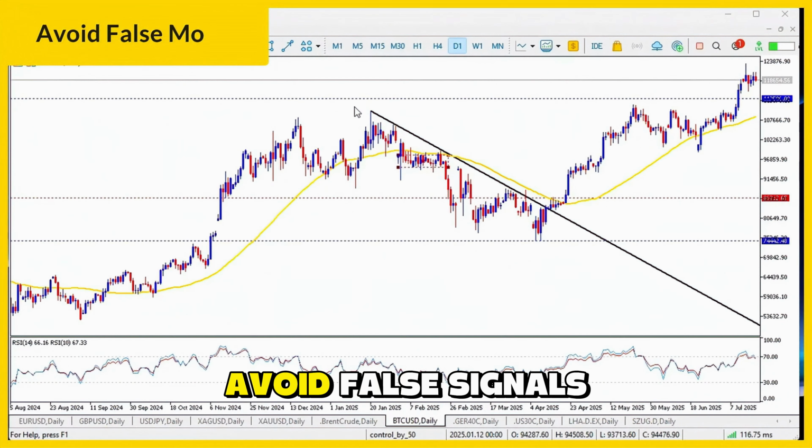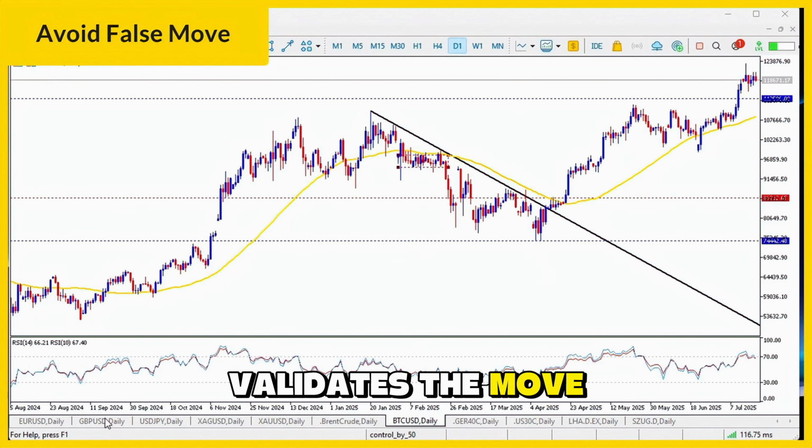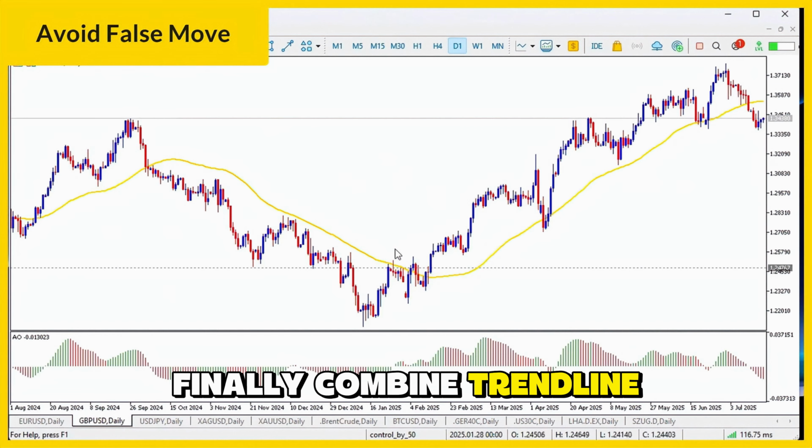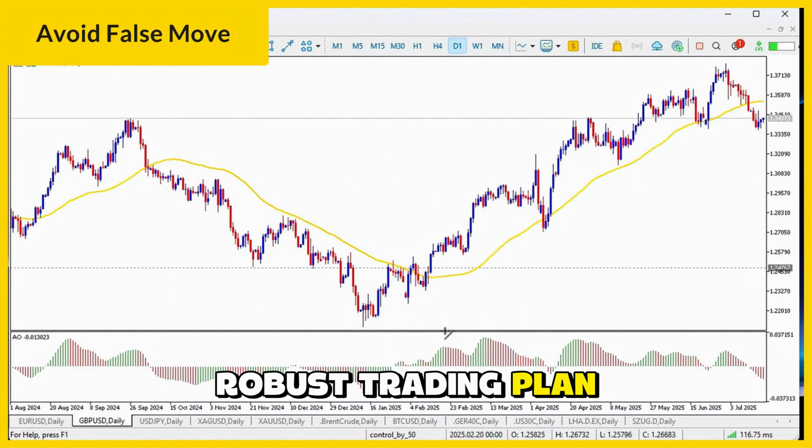The strategy to avoid false signals is multifaceted. Always wait for a confirmed close beyond the trend line, not just a wick. Look for increased volume accompanying the break, as high volume validates the move. Finally, combine trendline analysis with other indicators and price action patterns for a robust trading plan.